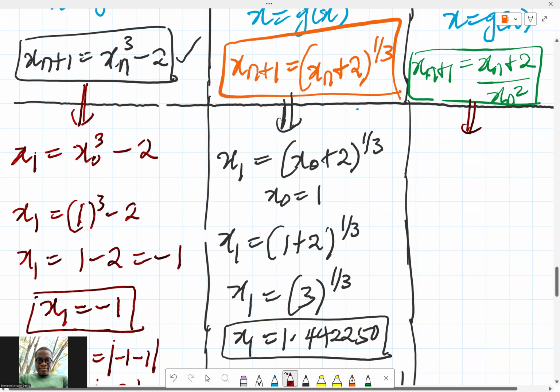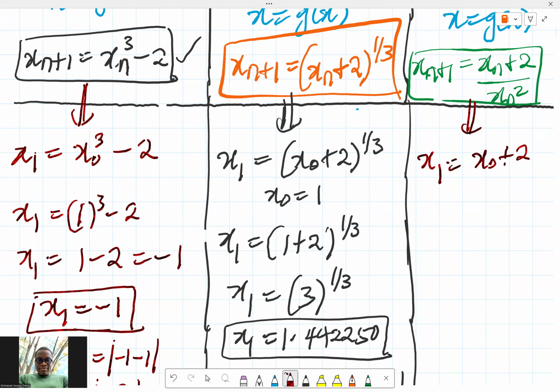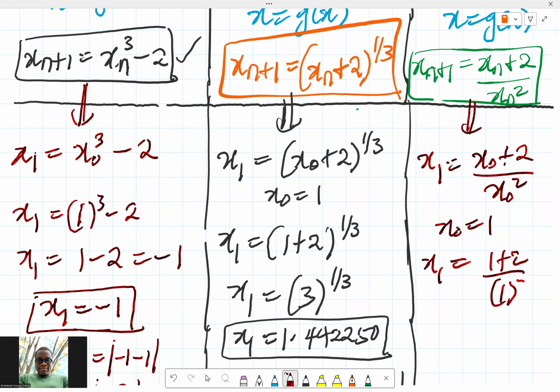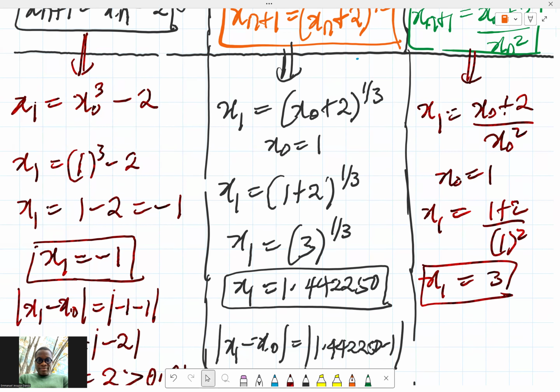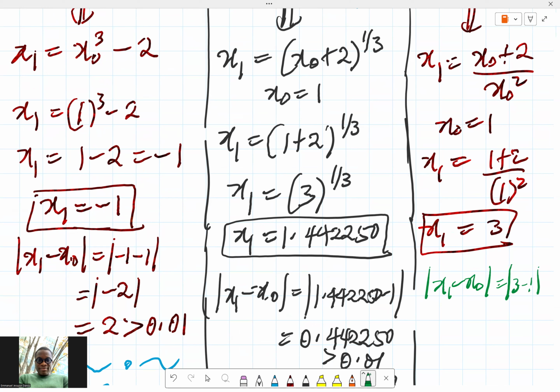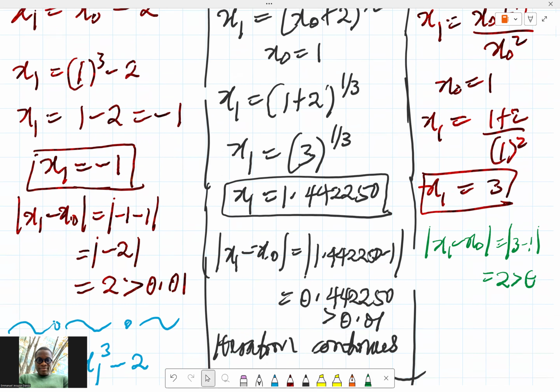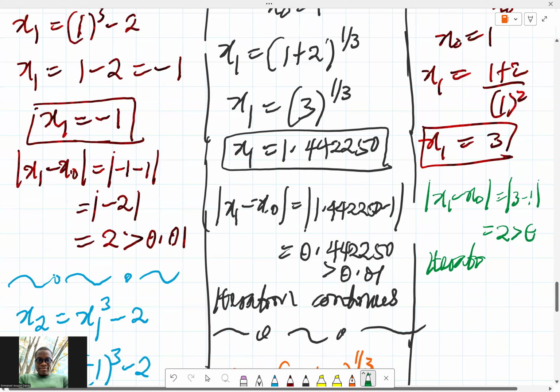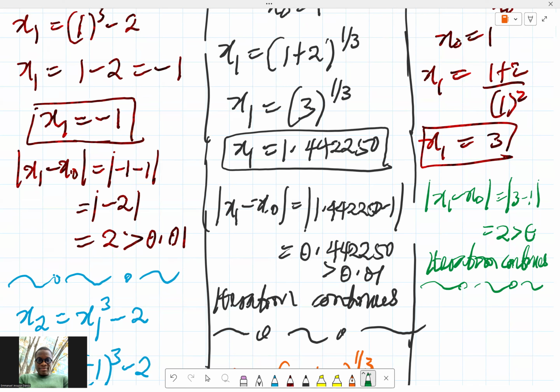So the first iteration is x1 equals x naught plus 2 all over x naught squared. Don't forget x naught is equal to 1. So x1 is equal to 1 plus 2 divided by 1 squared, which is 3. In short, x1 is equal to 3. So we test the absolute value of x1 minus x naught, which is the absolute value of 3 minus 1, and that is simply 2, which is greater than epsilon. So iteration continues. This one is not looking like there's hope, but let's still keep going. Let's do at least 3 iterations and see what happens.